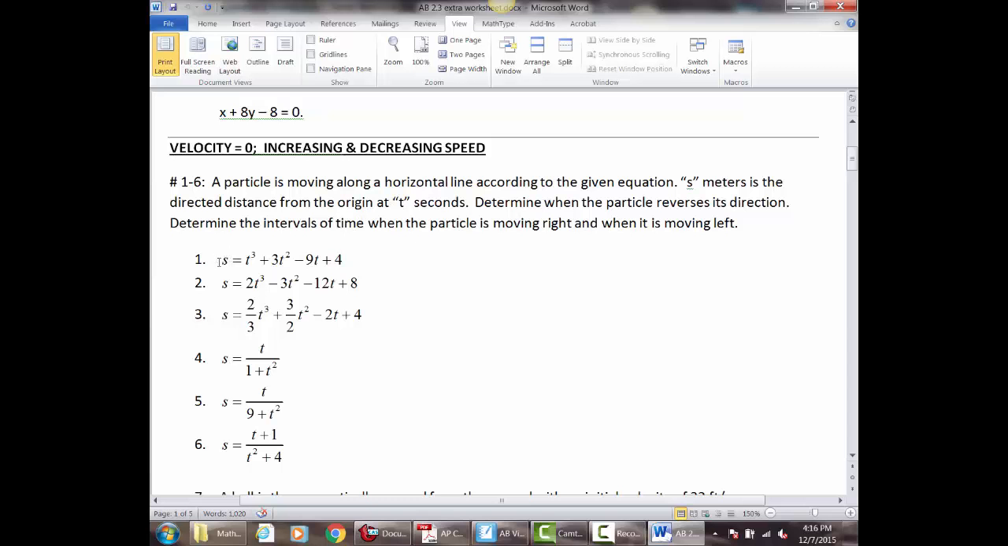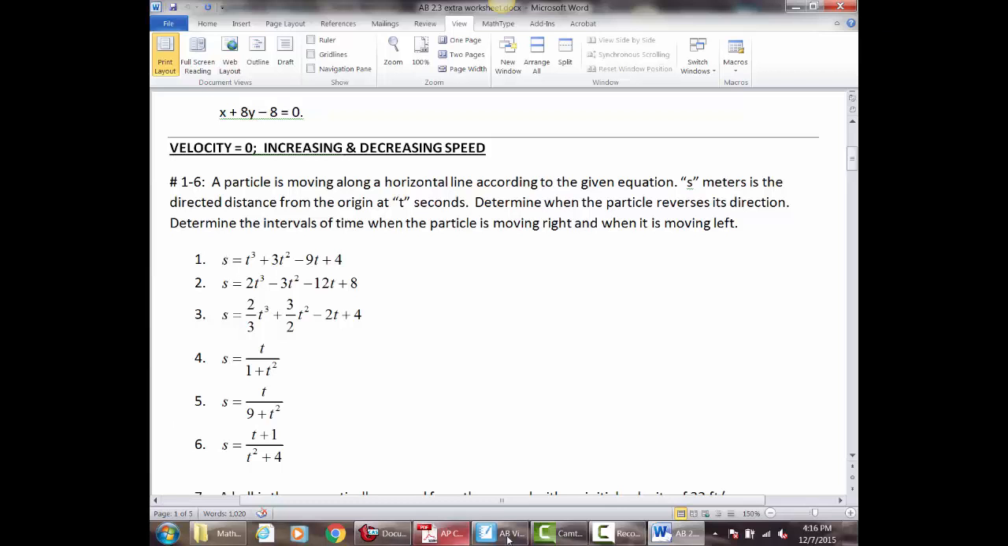So S is how far away the object is from the origin. It's a directed distance, so if S is 5, you're 5 to the right of the origin. If S is negative 5, you're 5 to the left of the origin. And they're letting you know that t is the time measured in seconds. They have a couple of questions. Determine when the particle reverses its direction, and determine the intervals of time when the particle is moving to the right and moving to the left.